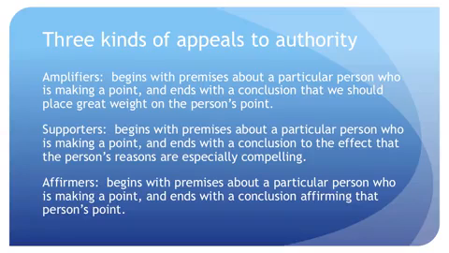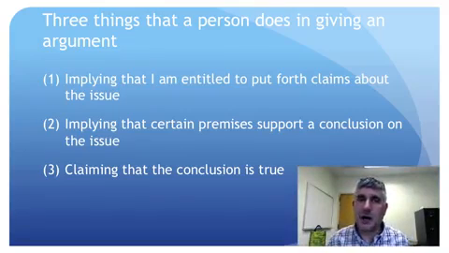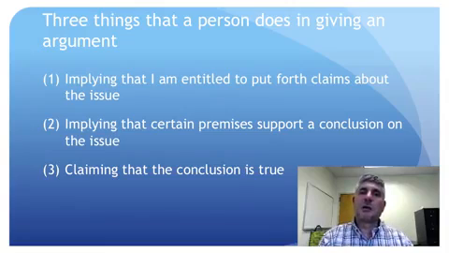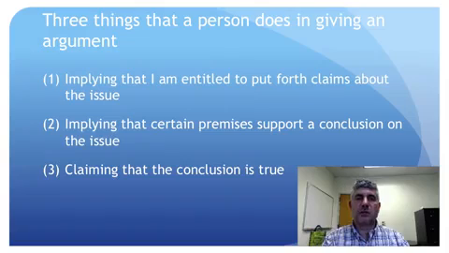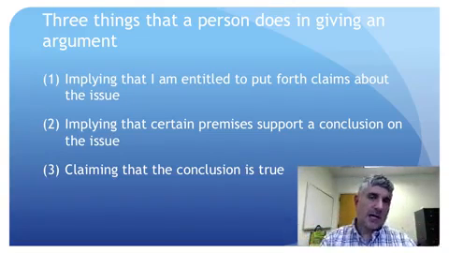Okay, so these are three different kinds of appeals to authority, and again, they correspond, just as the three different kinds of ad hominem argument corresponded to the three different things that someone is doing when they give an argument, right? The three different kinds of ad hominem argument were three different ways of arguing that the person who was making a point hadn't successfully executed one of these three jobs. The three different kinds of appeals to authority are three different ways of arguing that a particular person who's making an argument has successfully executed one or another of these three different jobs. Okay, so those are the three kinds of appeals to authority.